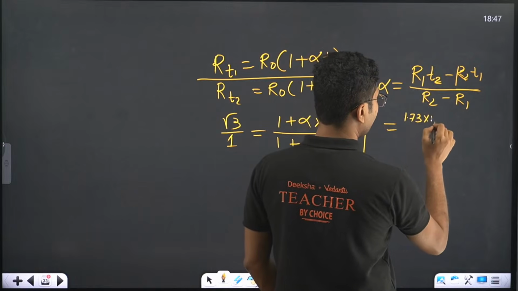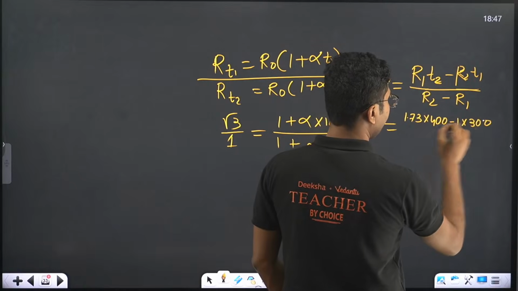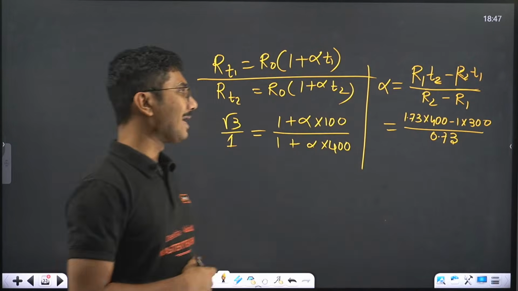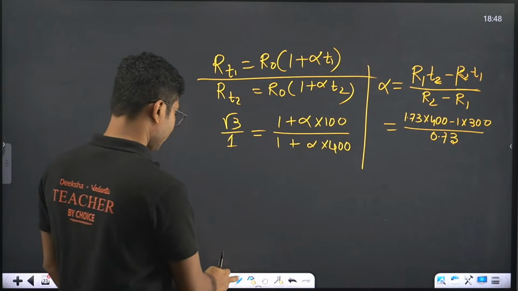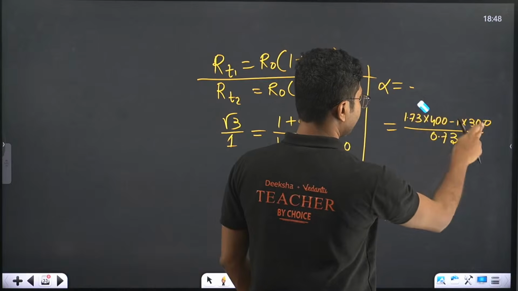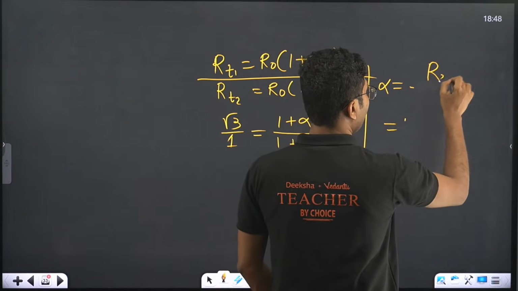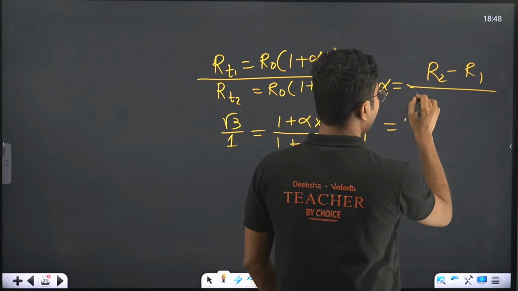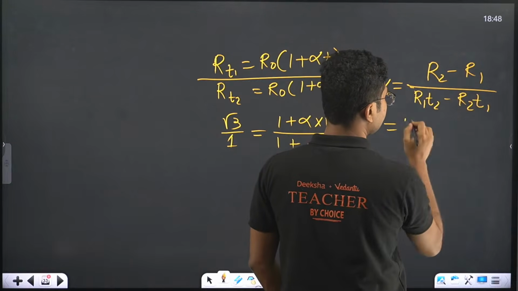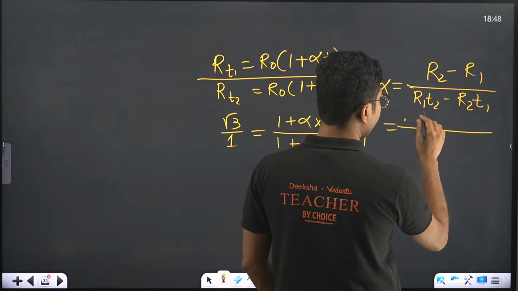1.73 into 400 minus 1 into 300 divided by 0.73. You can use this formula as well. Okay, extremely sorry, it is exactly opposite. R2 minus R1 by R1 T2 minus R2 T1. Yes, this formula you can use. If you use this formula, I think this will give you more accurate result.